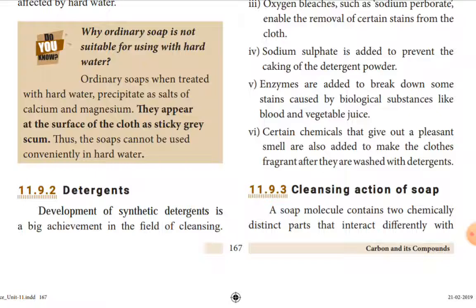And the sixth point: certain chemicals that give out a pleasant smell, the fragrance, are added. Nowadays each detergent has a different type of fragrance. The odour is pleasant because of the addition of some chemicals. So certain chemicals that give out a pleasant smell are also added to make the clothes fragrant after they are washed with the detergent.